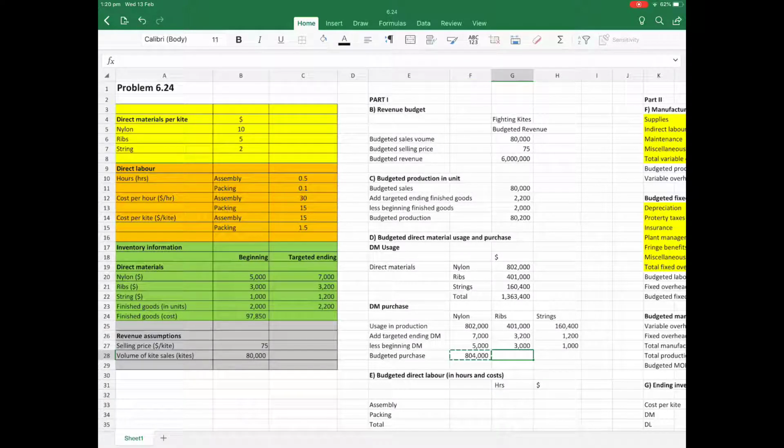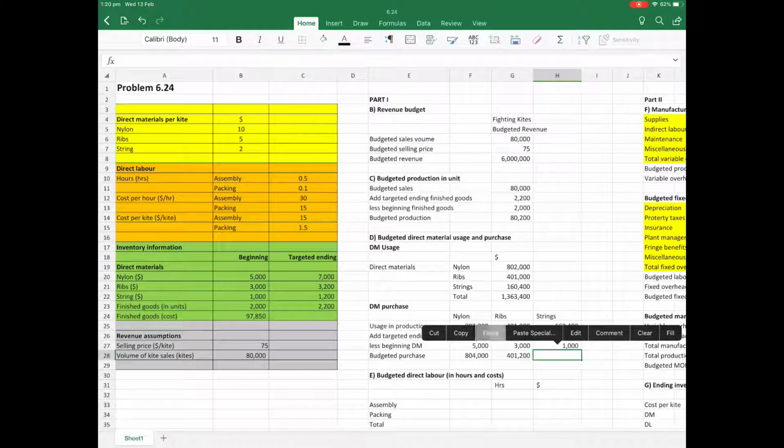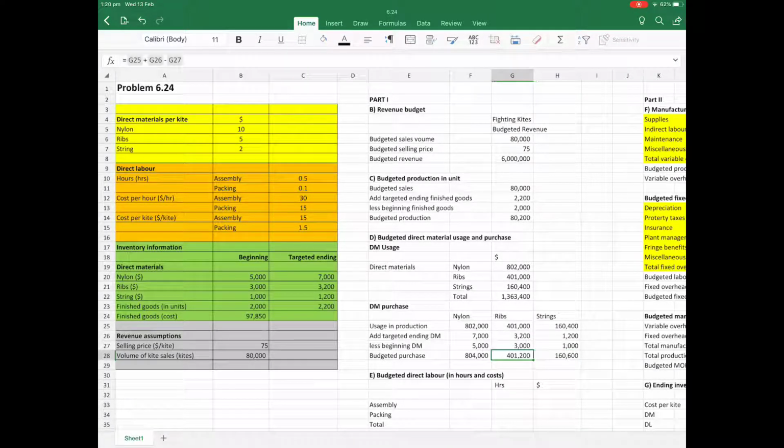So I copy the formula here, I paste here and I paste here. Okay, so what you do when you copy and paste here is you just copy and paste the formula, not the figures.